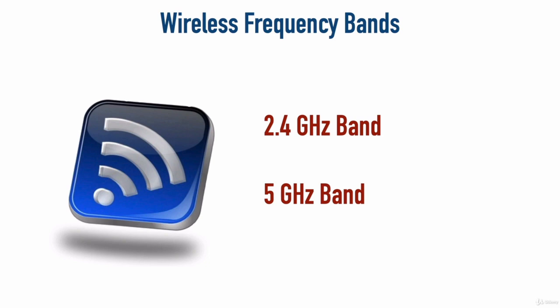we're not talking about all of the 5 gigahertz traffic operating at exactly 5 gigahertz. There's a range of frequencies around 5 gigahertz. And there's a range of frequencies around 2.4 gigahertz. It's not just that specific frequency.